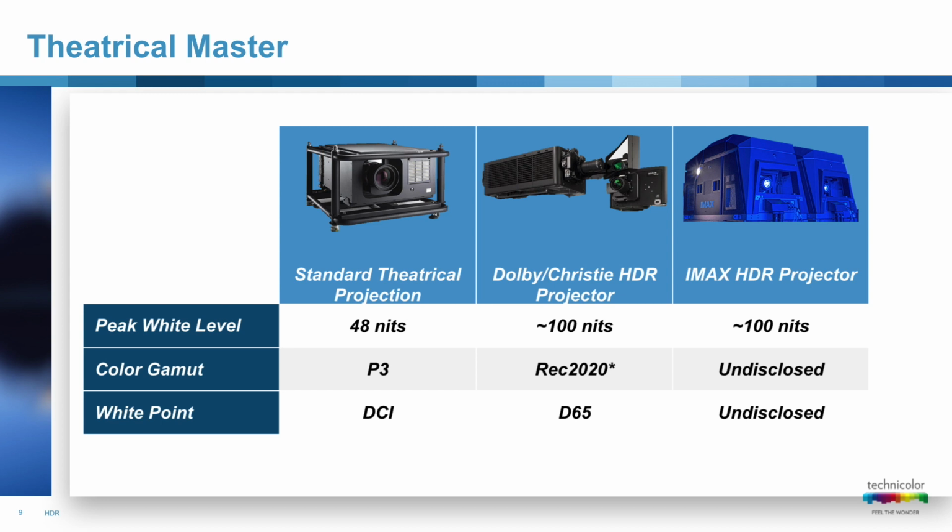So let's look at the differences within the projector. I use a standard theatrical projector just to identify what SDR has been. This could be from Barco, Christie, Sony had standard dynamic range projectors for the theater. Really, anyone who's making the professional projector was targeting 48 nits on the screen, P3 color, and a DCI white point.